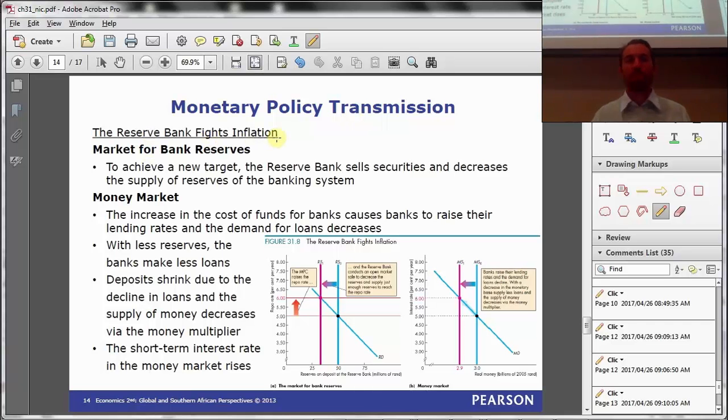Whatever the monetary transmission mechanism, the Reserve Bank fights inflation. How does the Reserve Bank fight inflation? So what I want you to do with your piece of paper and your pen is draw the money market and draw the aggregate demand, aggregate supply. You can draw them initially in equilibrium. Then for whatever reason, there's an increase in aggregate demand leading to inflation. What does the Reserve Bank do?